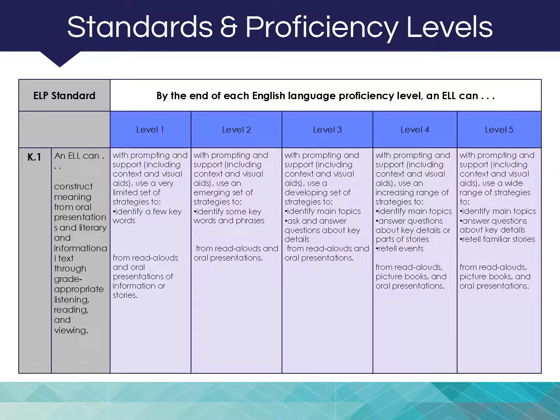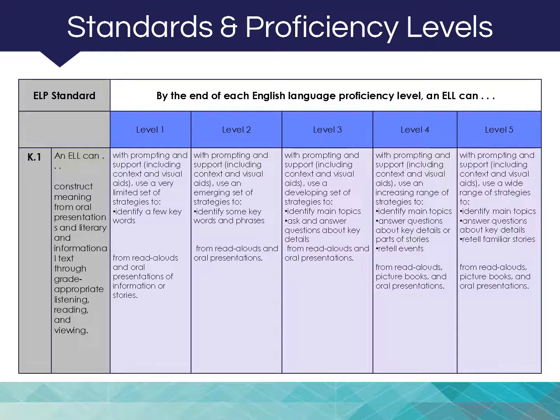Keep in mind that while the 10 core standards are the same at each grade level band, the 5 proficiency levels will be different across grade level bands according to the developmental capacities of a typical student at the grade level band. Take a look at the matrix showing the proficiency levels for Standard 1 in kindergarten. The standard listed on the left-hand side is the same as Standard 1 from the 10 core standards. An ELL can construct meaning from oral presentations and literary and informational text through grade-appropriate listening, reading, and viewing.